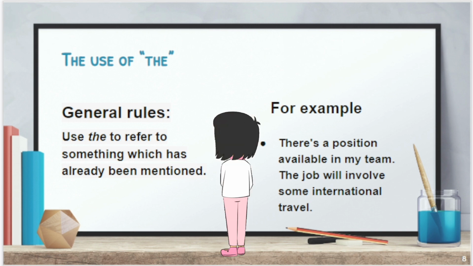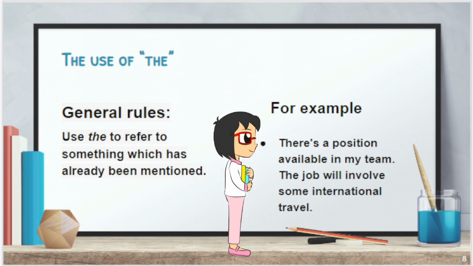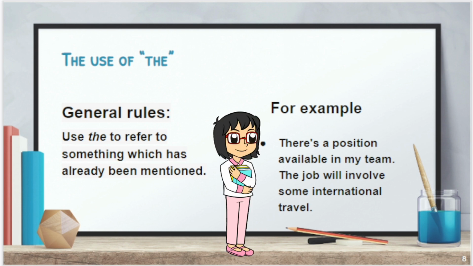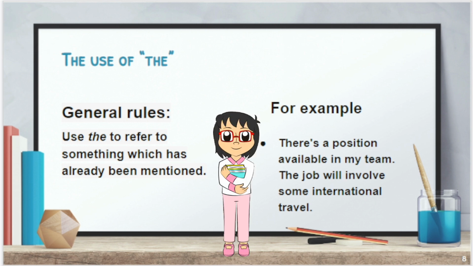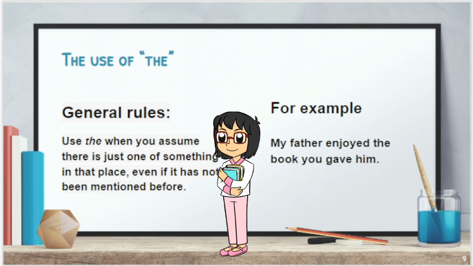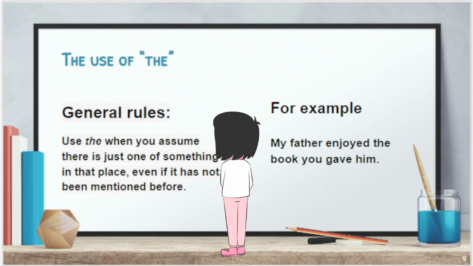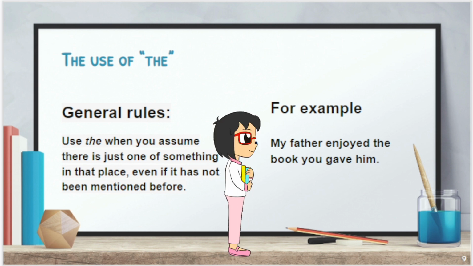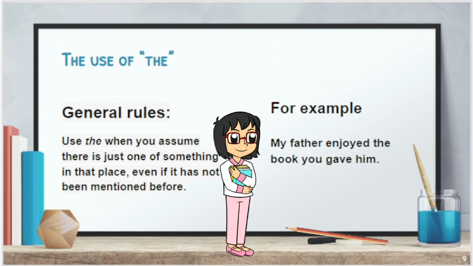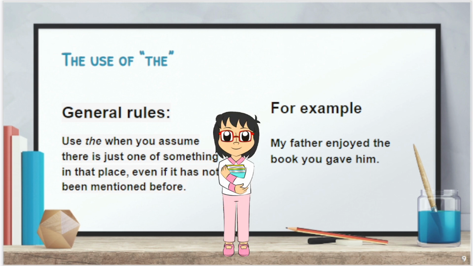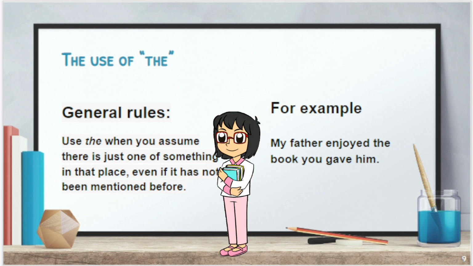There is a quick and easy way to remember this. First rule, use the to refer to something which has already been mentioned. For example, there's a position available in my team. The job will involve some international travel. Second rule, use the when you assume there is just one of something in that place, even if it has not been mentioned before. For example, my father enjoyed the book you gave him.